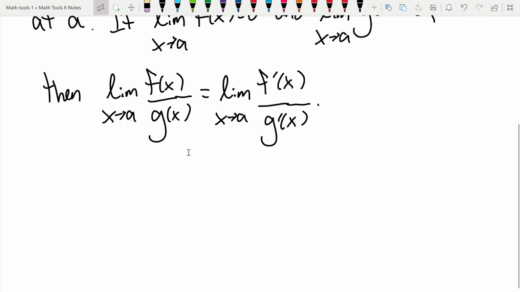So let's look at some examples first. And like I said, this also works if you get infinity over infinity, so we'll modify it for that case as well. But first we'll look at some examples.